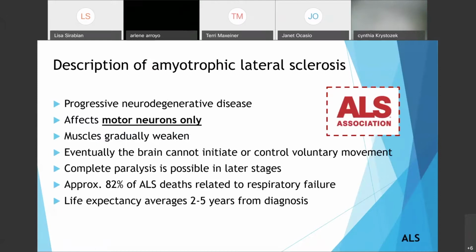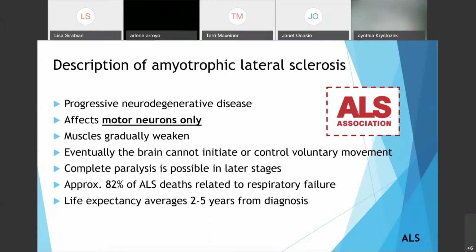All right. So we're going to refer to this one as ALS. A lot easier to say ALS than to speak the whole thing out. This, of course, is a progressive neurodegenerative disease as well, progressive. So we know that this is progressive.